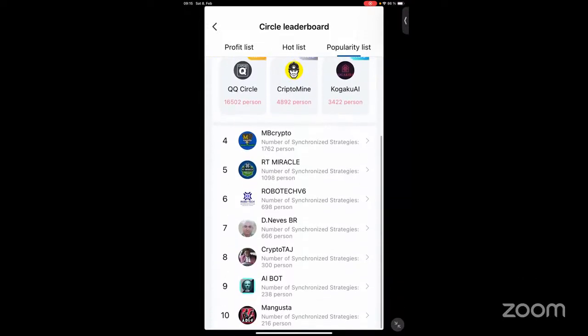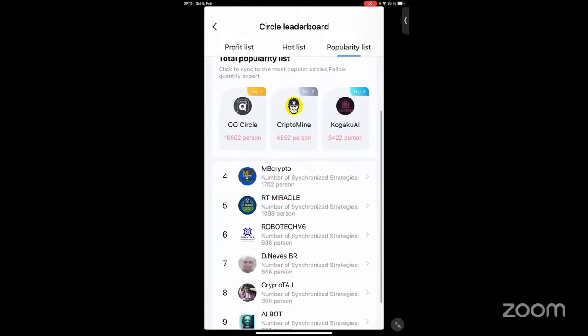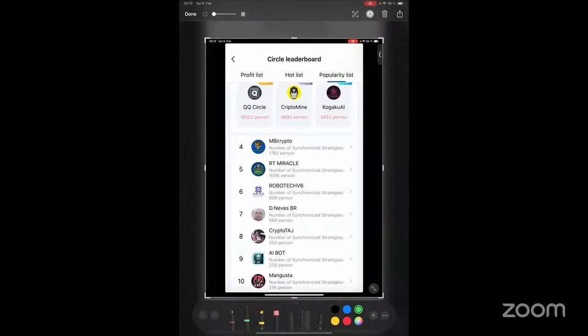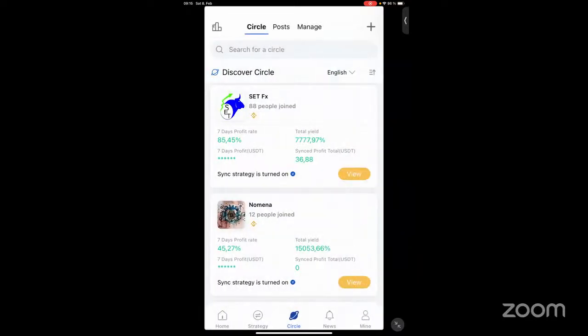Kogaku AI. So you can choose them, and once you join them, you can actually get to know more about them. You can know more and ask them questions. So this trader too is a Nigerian who is also doing well. I've heard a lot of testimonies concerning his strategy as well. So that is all.